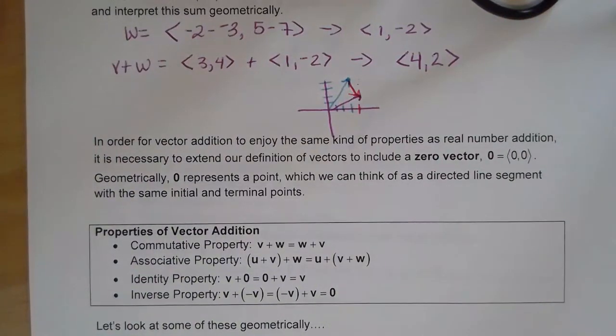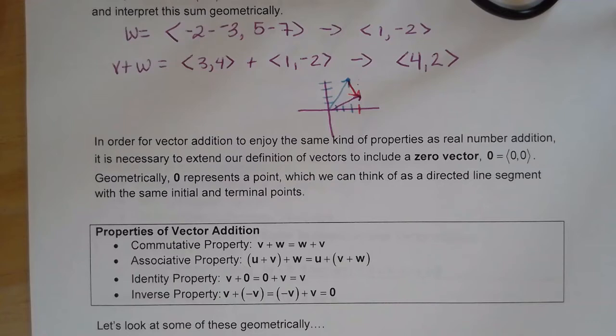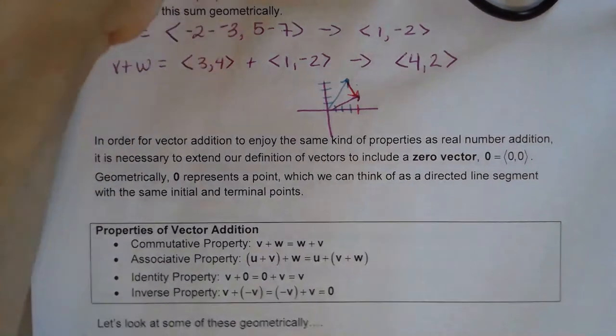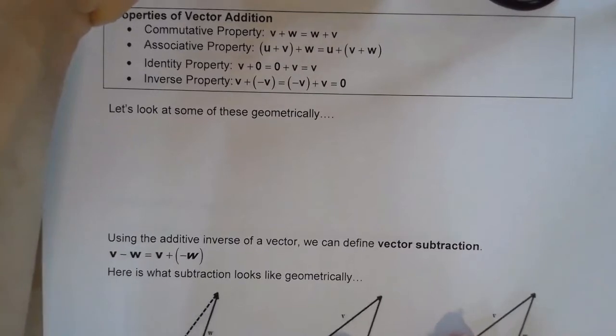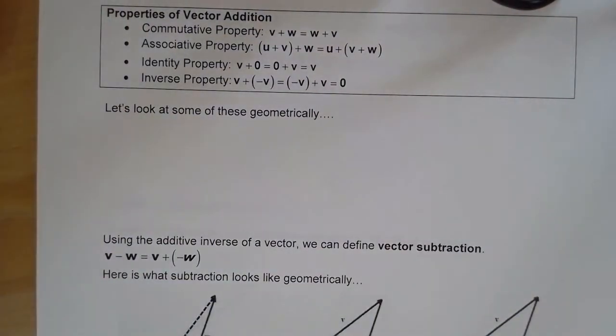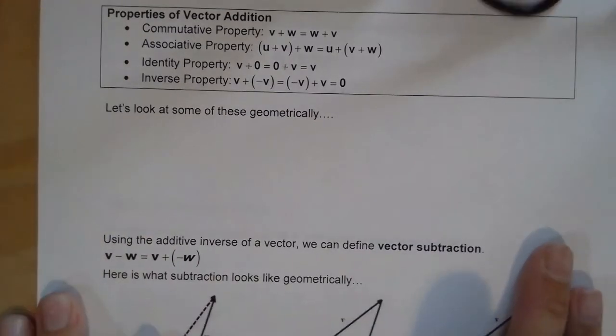In order for vector addition to enjoy the same kind of properties as real number addition, it is necessary to extend our definition of vectors to include the zero vector (0, 0), as I was saying before. Here are some properties of addition of vectors. We have the commutative property, which means we can switch, the associative property, the identity property, and the inverse property. I actually want to prove to you the commutative property right now, okay guys?